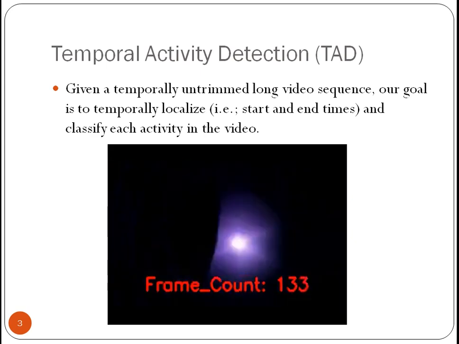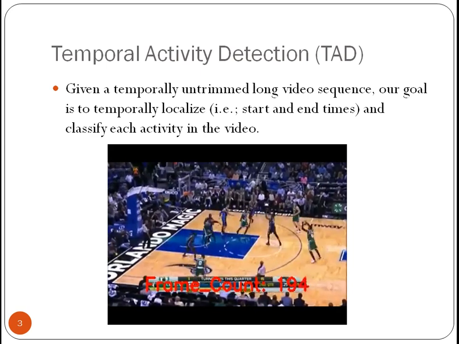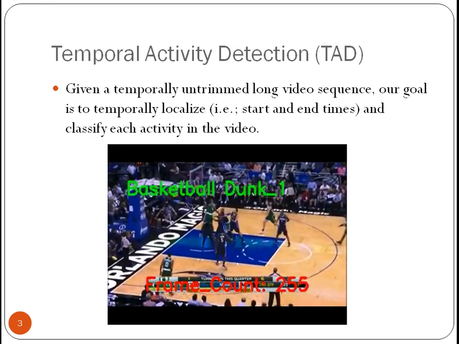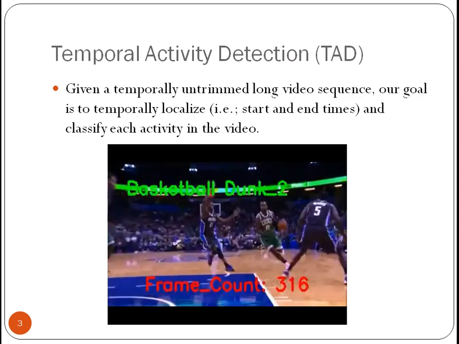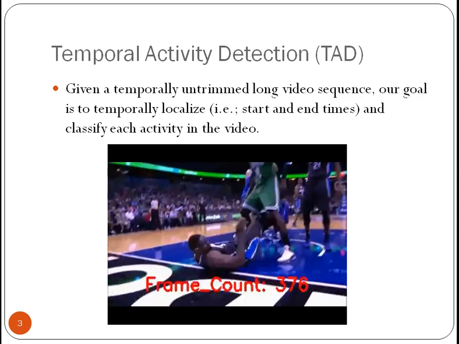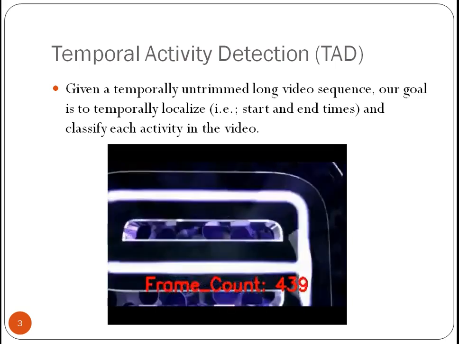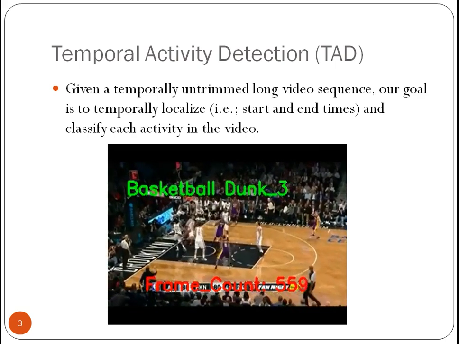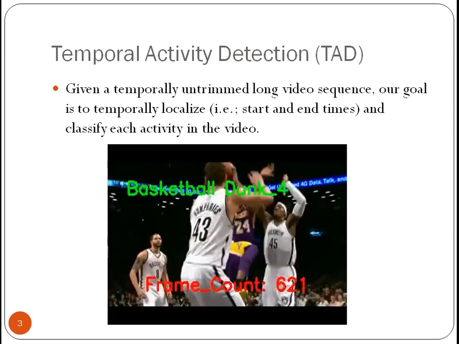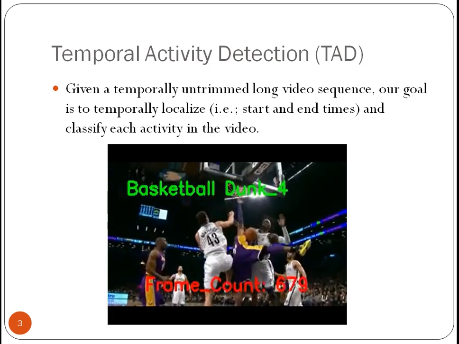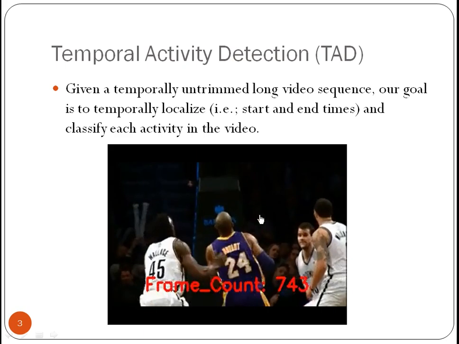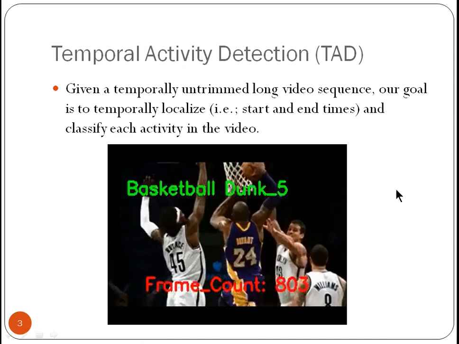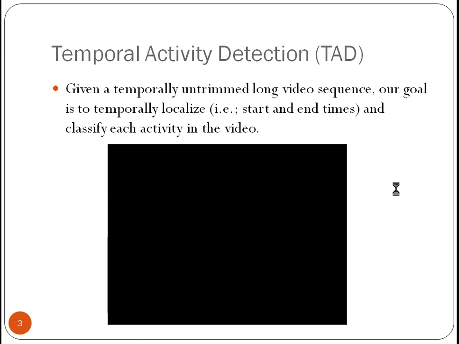So this is a video of a basketball game where the players are doing some activities called basketball dunk. So as you can see here, there are multiple basketball dunk activities going on in this video. The video is long and temporally untrimmed, meaning that the activities are buried under temporally cluttered background. So the task here is to find out exactly when an activity starts, when it ends, and also to classify the type of the activity.